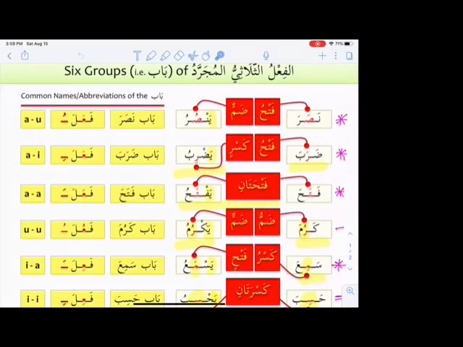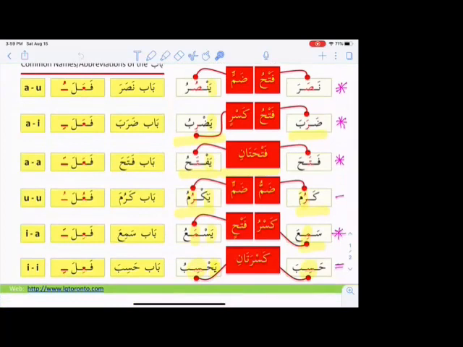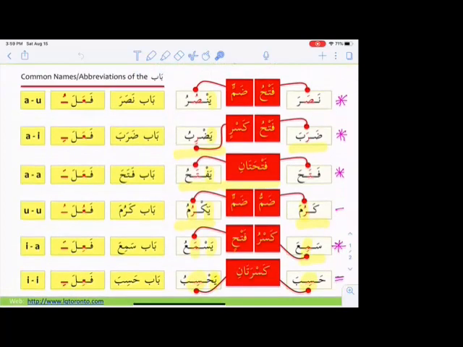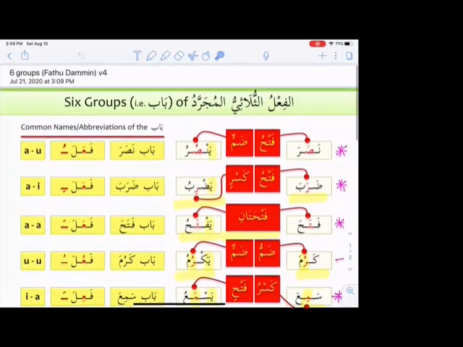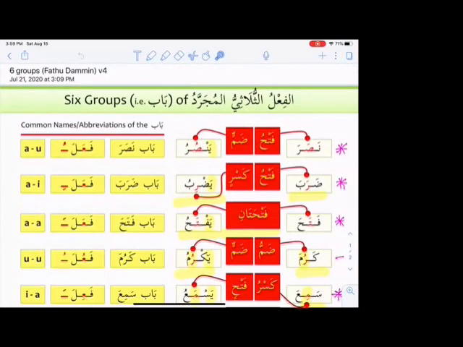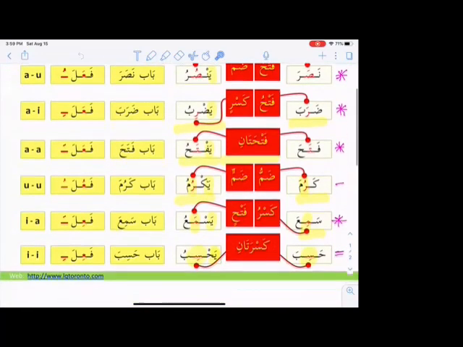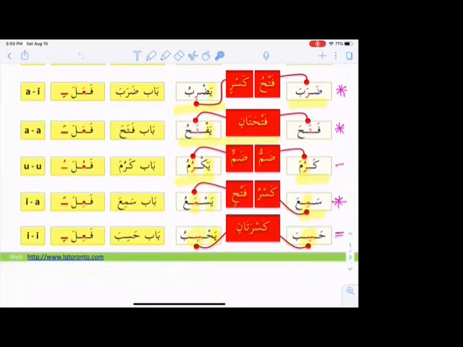So, every three-letter verb in the Arabic language can be divided into 6 groups. We call it bab. A fi'lu thulathi mujarrid. What is the meaning of fi'lu thulathi mujarrid? The pure three-letter verb, nothing added, only 3 letters. So then we know nasara, daraba, fataha, karuma, hasiba. See, they're all 3 letters. What is so common about them?